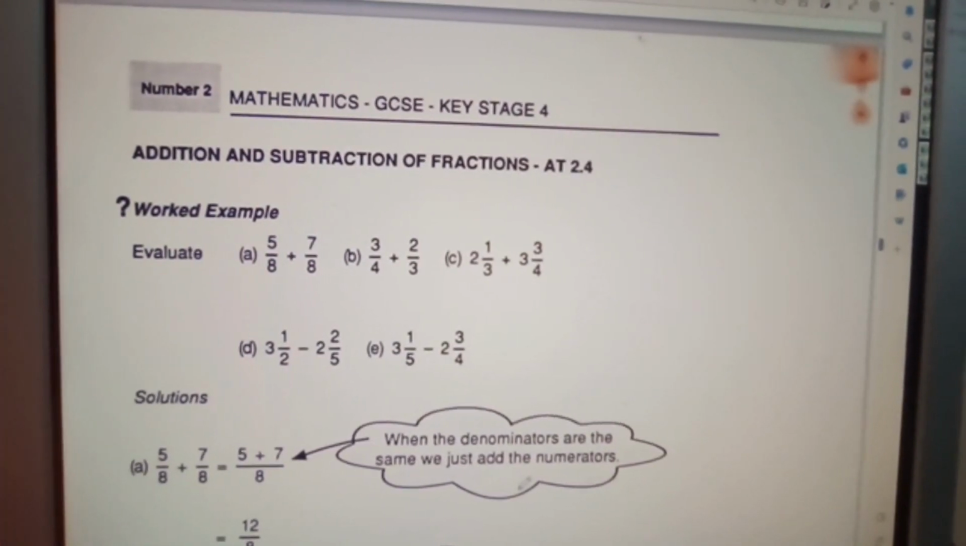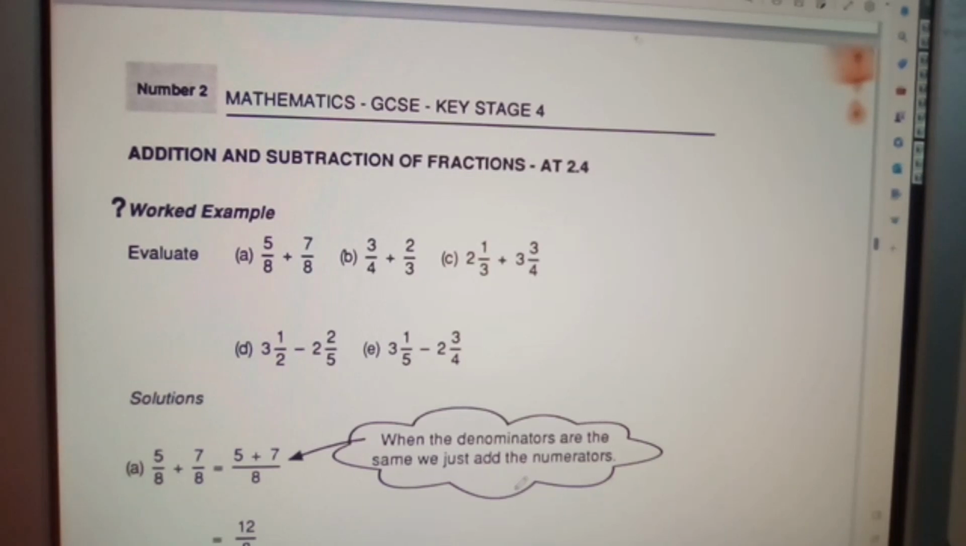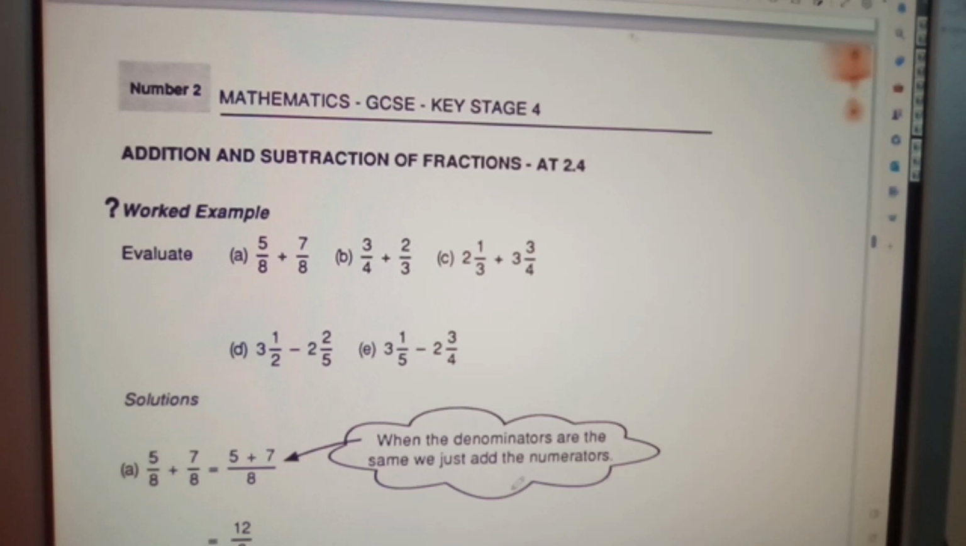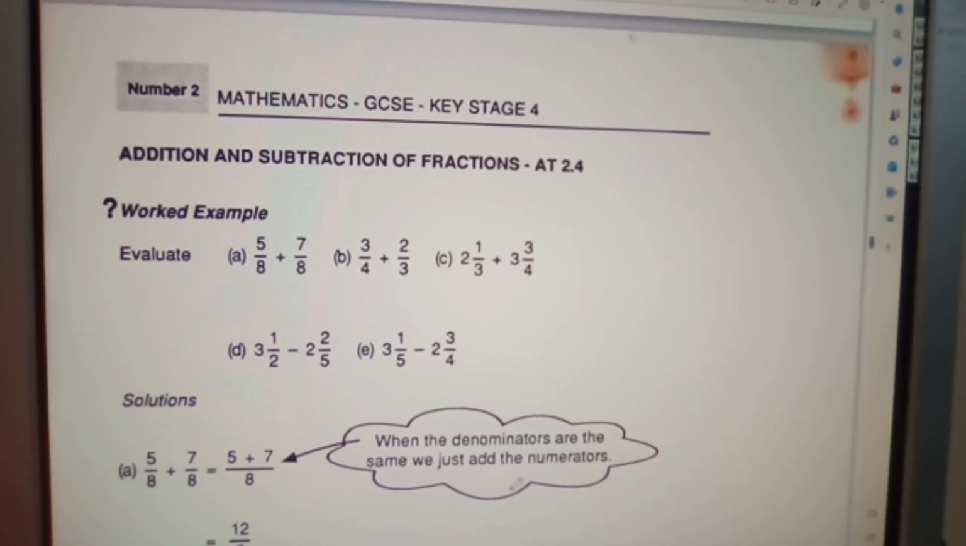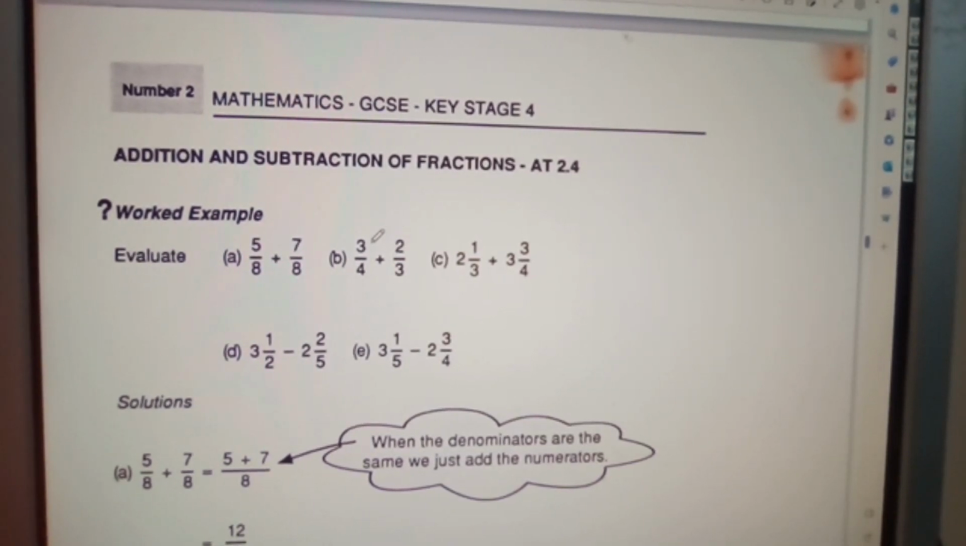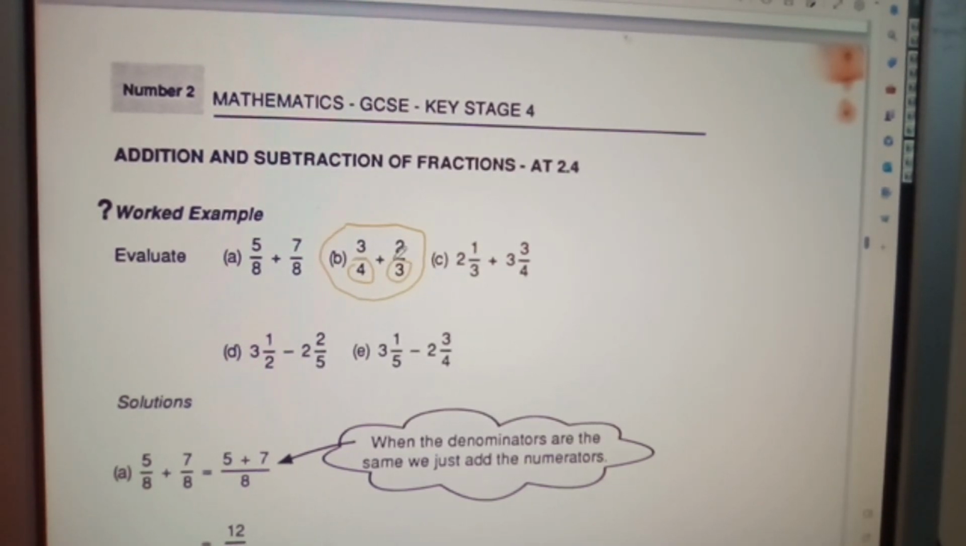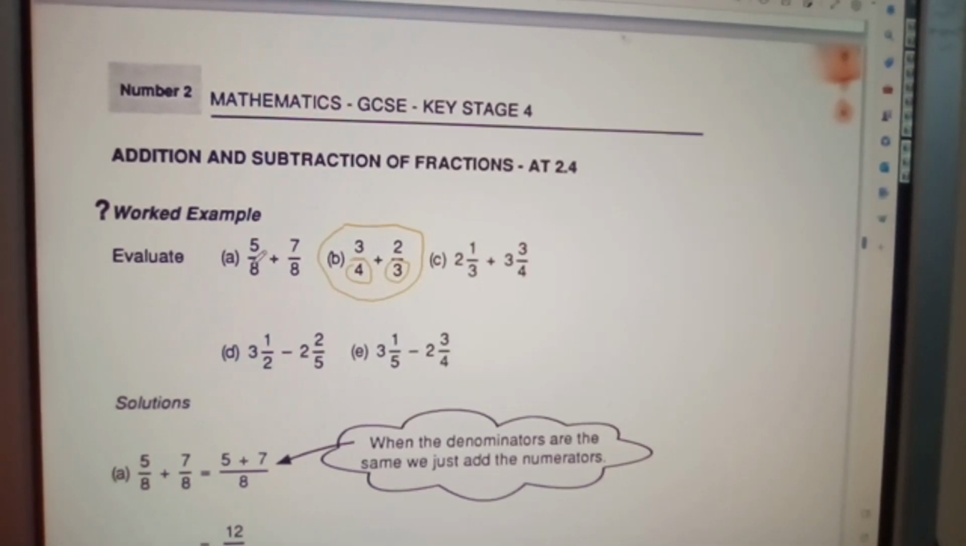Addition and subtraction of fractions. Here we have addition of fractions. Now you need to look at these very carefully. The bottom numbers here are what matter. They give you your common denominator. The denominator here is 8.